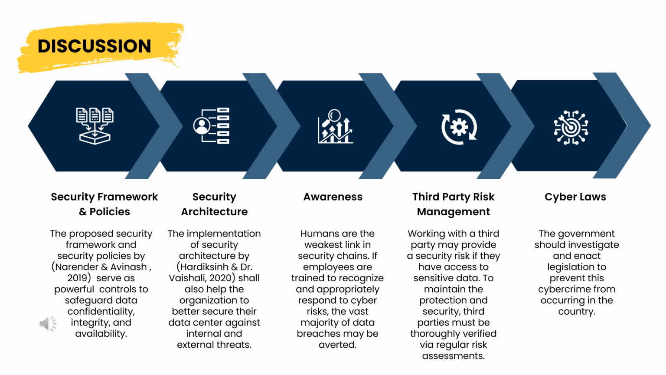Number 1. Cybersecurity awareness. Humans are the weakest link in security chains. Most data breaches may be averted if employees are trained and know how to respond to cyber risks. Number 2. Implementation of third-party risk management. Working with a third party might expose any organization to risk. To maintain the protection and security of an organization, third parties must be thoroughly verified via regular risk assessment. Lastly, review and implementation of cyber law. The government should investigate and enact legislation to prevent this cybercrime from occurring in the country.